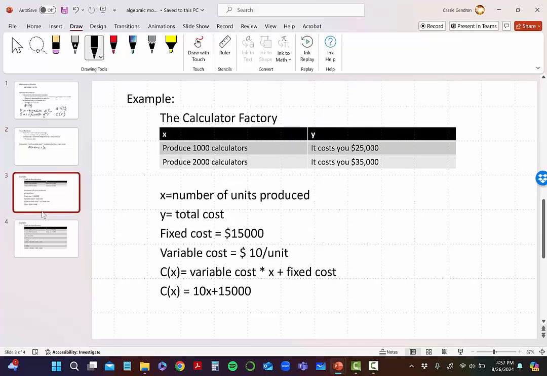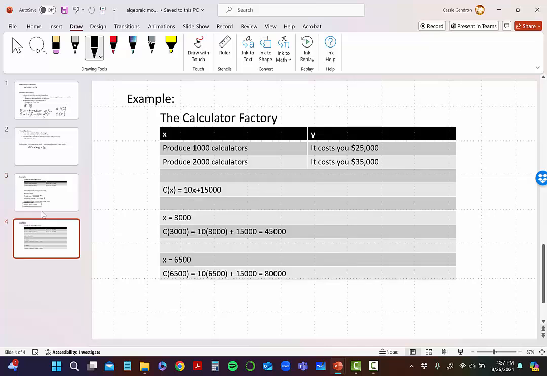So let's look at an example of a calculator factory. So x is the number of units produced, y is the total cost. If we want to produce 1,000 calculators, it's going to cost $25,000. If we want to produce 2,000 calculators, it'll cost me $35,000. My fixed cost is $15,000. My variable cost is $10,000 a unit. So variable cost times x plus fixed cost is 10 times x plus 1,500. This is the equation for this situation.